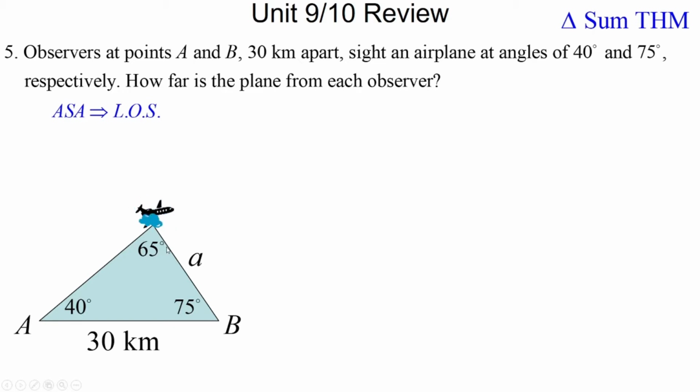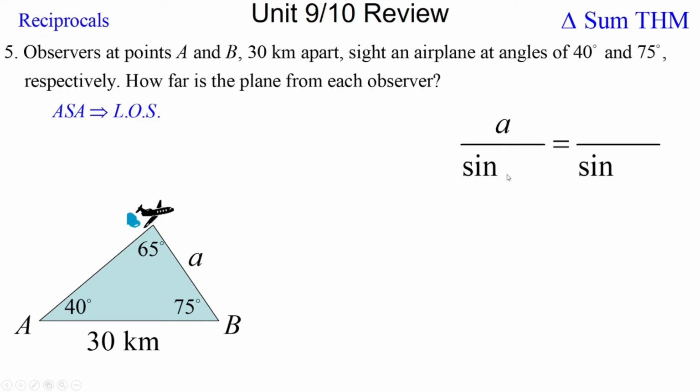This side A right here, okay? Well, law of sines. I'm going to use the reciprocal version because I'm looking for side A, so I'm going to set up the proportion of my A over sine of the angle opposite the A, which would be sine of 40 degrees, equals, and then what do I know? Well, I know the 30 kilometers over sine of the angle opposite 30 kilometers, which would be 65 degrees, and now I can solve for A in one step.